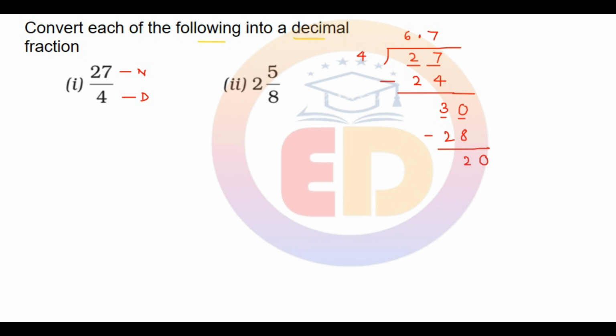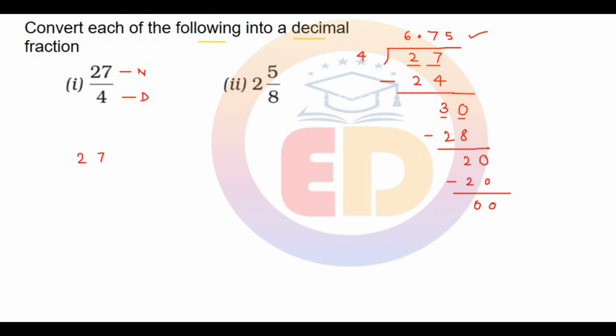Now remember, placing a 0 on the right side involves adding a decimal point. But since we already have added a decimal point, no need of adding the decimal point again. If we have already placed a decimal point in the quotient, then you can add as many zeros as you want, but only once. 20. 4 will go in 20 5 times. 4 5s are 20. My division is complete. My quotient is 6.75.